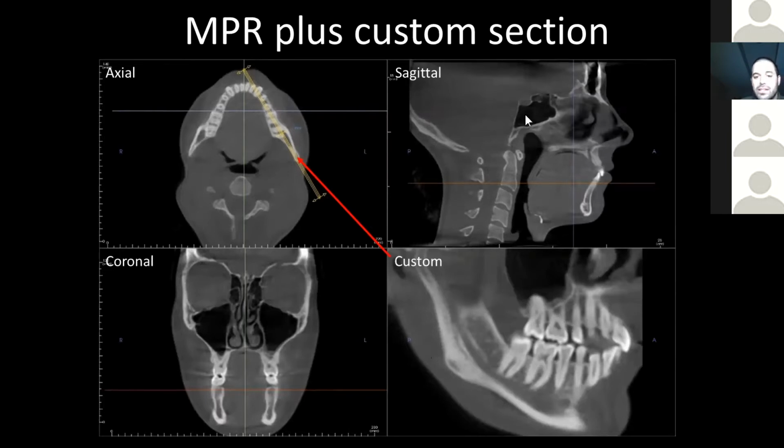You can draw these in any which way you want. So if there's something specific you want to look at, for example, the canal space in this particular slice, you can do so, which is very helpful. And again, you're not limited to these.